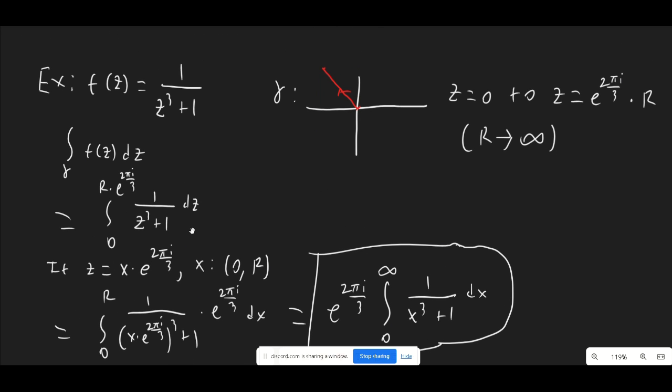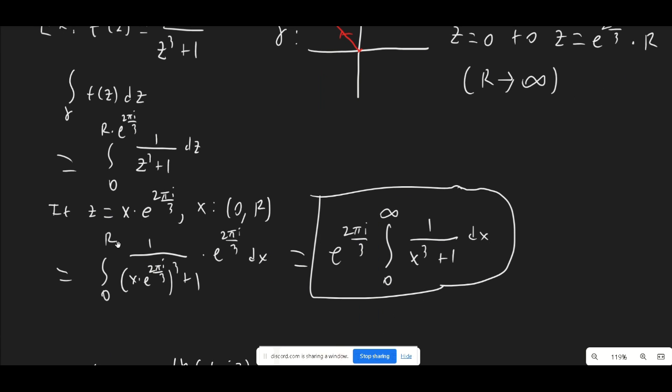So this turns our integral through the complex plane, which is a bit nasty to evaluate, into an integral from 0 to infinity on the real axis, which is really nice. So once we substitute everything in and calculate our differential, which is e to the 2 pi i over 3, we get that our integral is equal to e to the 2 pi i over 3 times the integral from 0 to infinity of 1 over x cubed plus 1 dx. And that x cubed plus 1 just happens because e to the 2 pi i over 3 cubed is just 1. So that's a quick little example here.